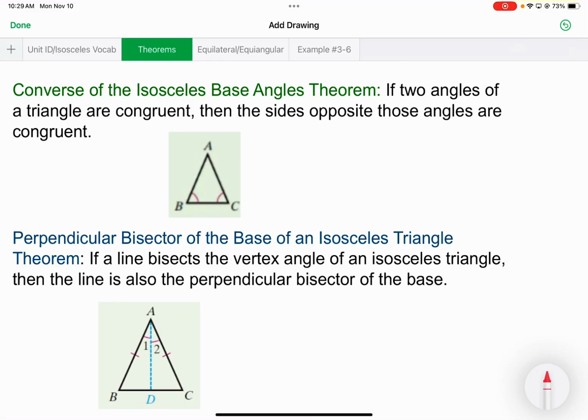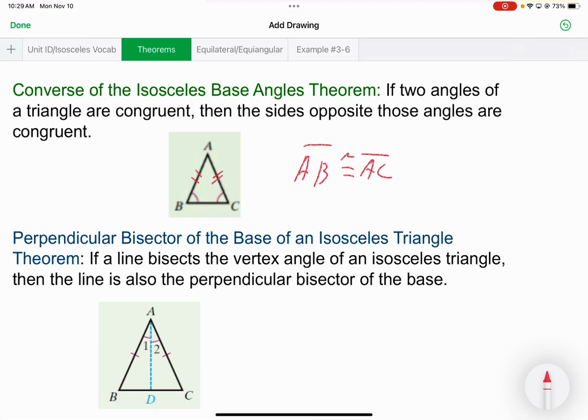All right, so if two angles of a triangle are congruent, then the sides opposite those angles are also congruent, okay? So that means in my picture here, if I know that angle B is congruent to angle C, then on top of that, I could then say that side AB would be congruent to side AC. So AB congruent to AC. So that works in both directions, okay?